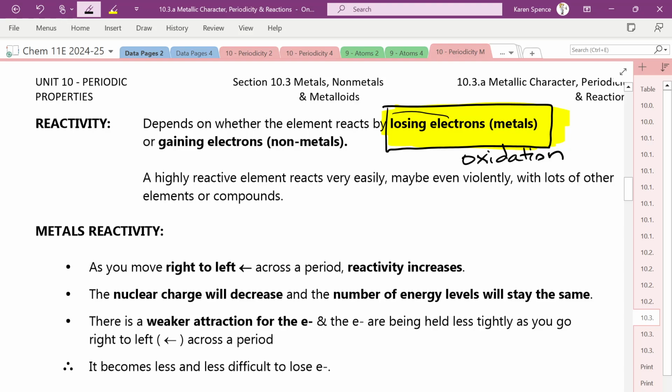Or gaining electrons, and this is the Leo the lion says grr, gaining electrons is reduction. GER. The opposite of oxidation. So when magnesium loses its 2 electrons, it has to give them to somebody else. The one who gains those electrons gets reduced.